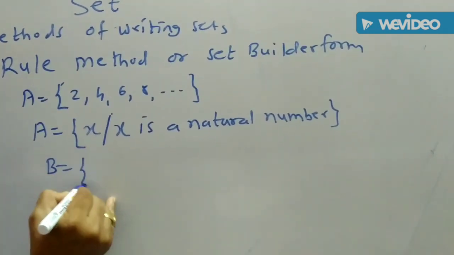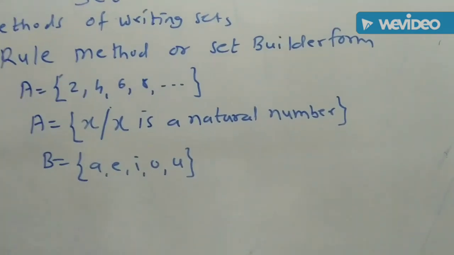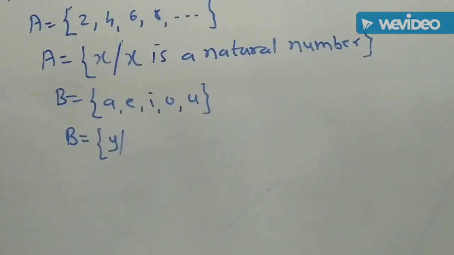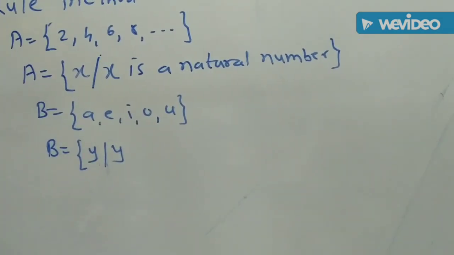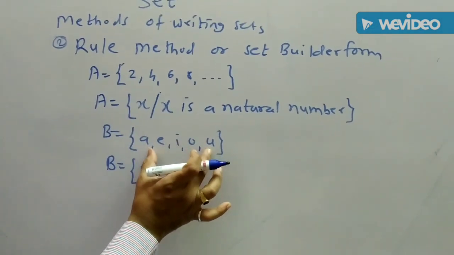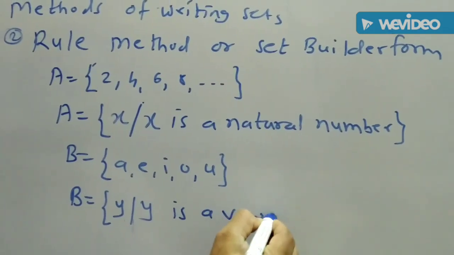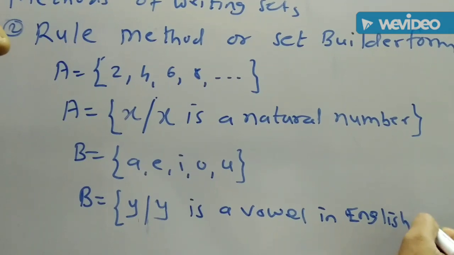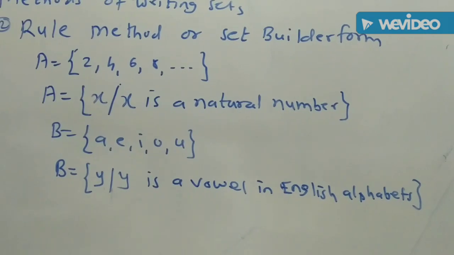Second example I take A, E, I, O, U. We already know these are the vowels. Therefore by rule method we write firstly any variable y, then colon or vertical line, then again that variable y, and write the property from which these elements or objects are collected. These are the vowels. Therefore we write y is a vowel in English alphabets, and that's the rule method or set builder form.